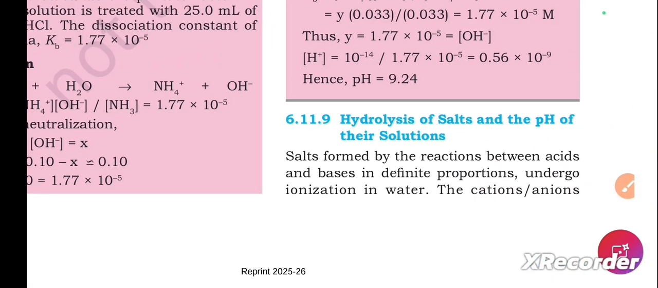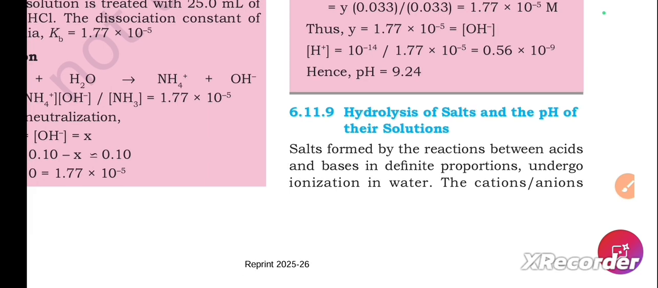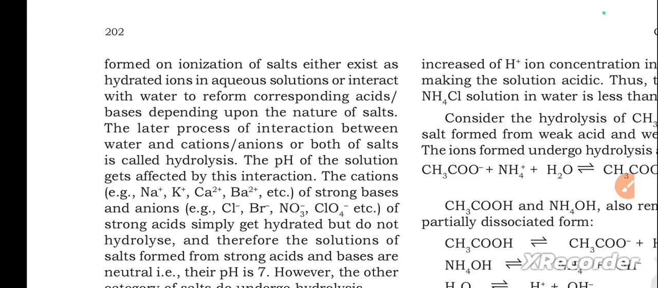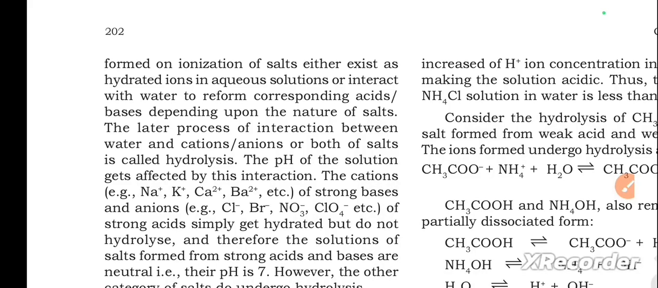6.11.9 Hydrolysis of salts and the pH of their solutions. Salts formed by the reactions between acids and bases in different proportions undergo ionization in water. The cations or anions formed on ionization of salts either exist as hydrated ions in aqueous solutions or interact with water to reform corresponding acids or bases, depending upon the nature of salts. The latter process of interaction between water and cations or anions or both of salts is called hydrolysis. The pH of the solution gets affected by this interaction.